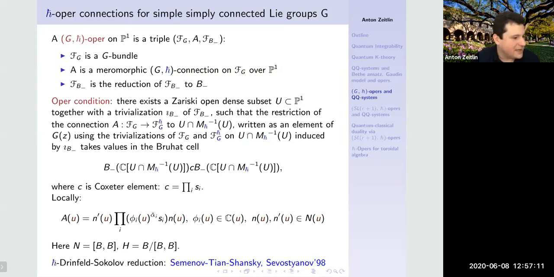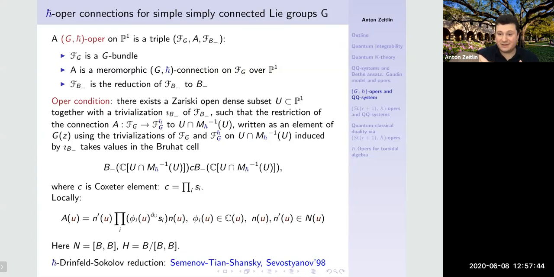In any way, this H-oper connection has the following form. Think about n' and n as lower triangular matrices, and here you have this product of simple Weyl reflections with coefficients in the Cartan. What does reduction to B minus mean? Well, you have a standard G-bundle, and then you have a reduction of that bundle to B minus.